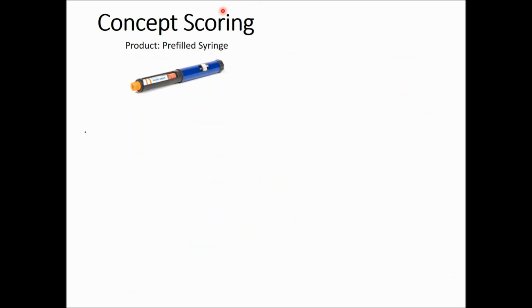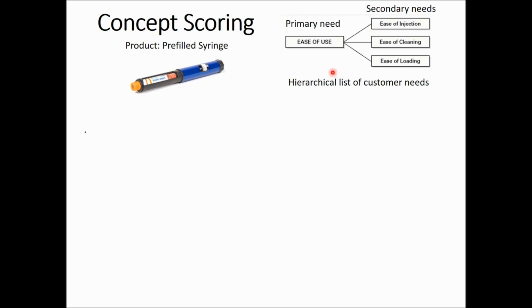For example, there's a famous example given in that book about a pre-filled syringe, and in that case they have identified a hierarchical list of customer needs. For example, for ease of use, they have subcategorized into three: ease of injection, ease of cleaning, and ease of loading. So these are the three aspects as far as the usage is concerned in this particular syringe. This is an injection syringe, and this is the primary need, and these are the secondary needs. So likewise in your exercises also, you might sometimes identify secondary needs like this.